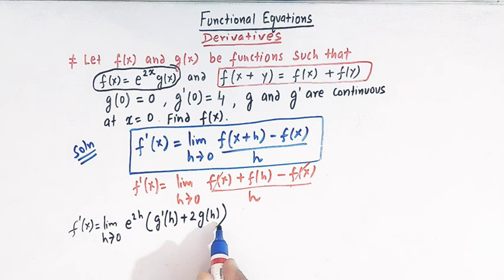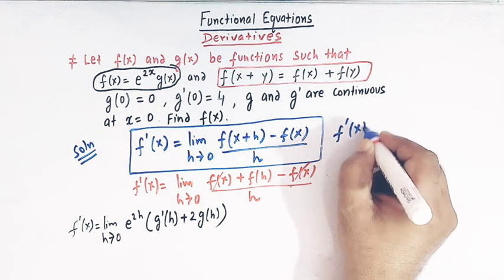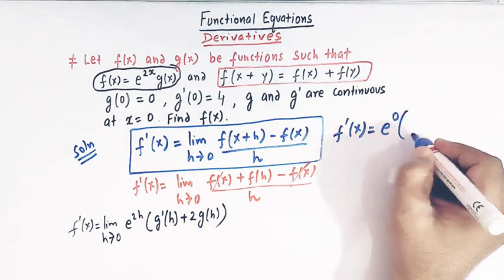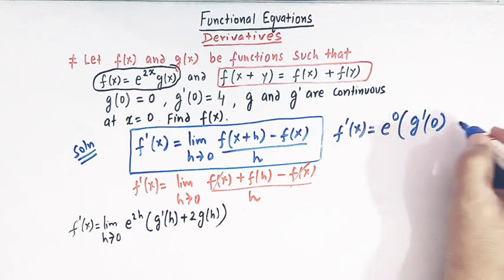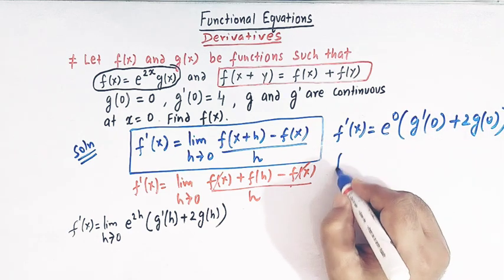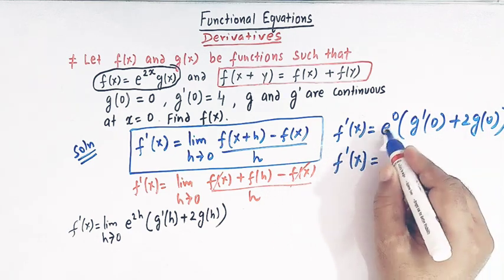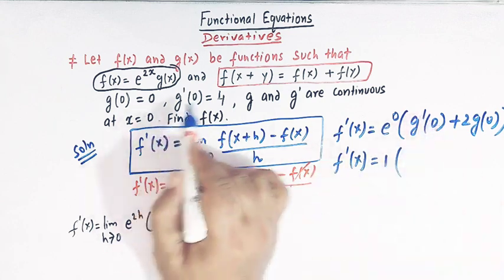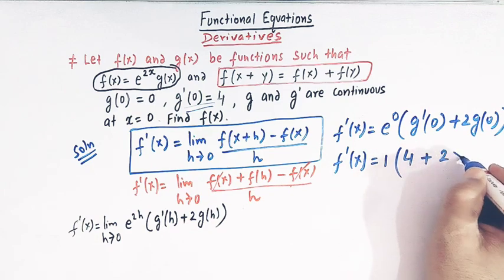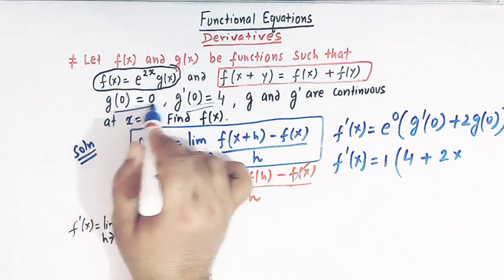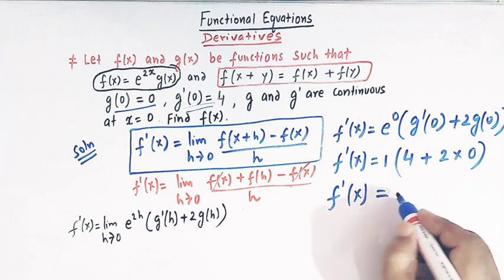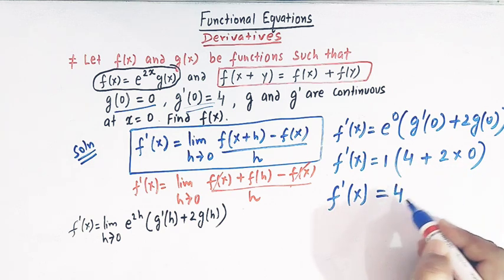So now let us take the limit here. So f prime of x is equal to, taking h is equal to 0, here we have e raised to 0, then we have g prime of 0, then we have 2 times g of 0, right? So f prime of x is equal to, e raised to 0 is 1, g prime of 0 is given as 4, right? So here we have 4, and 2 times g of 0 is 0, right? So now we have f prime of x is equal to, this is 0, so we have simply 4, right?